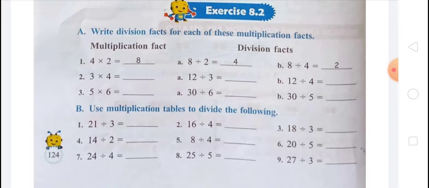So there will be 4. 7, 24 divided by 4. 4 1 is 4, 4 2 is 8, 4 3 is 12, 4 4 is 16, 4 5 is 20, 4 6 is 24. So there will be 6.